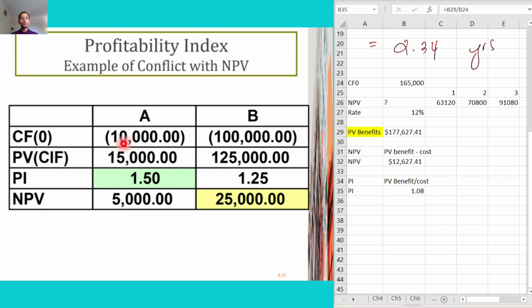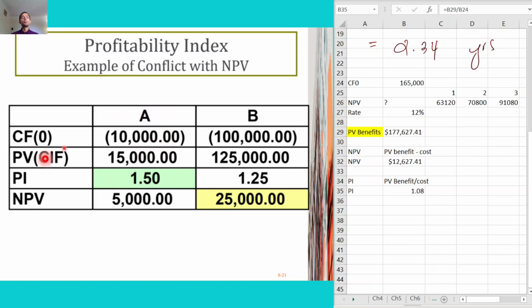So let's say the present value of all of the cash flows is $15,000 for A, and the present value of all of the cash flows is $125,000 for B. Profitability index says benefit divided by cost. So 15 divided by 10 is 1.5. Here it's 125 divided by 100, which is 1.25, right? And NPV says benefit minus cost: 15 minus 10 is 5, and 125 minus 100 is $25,000.